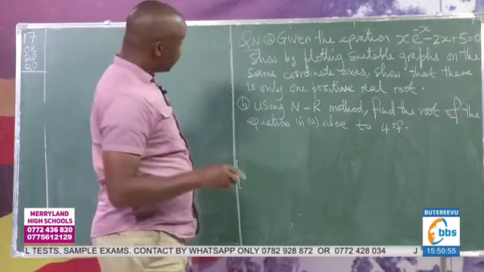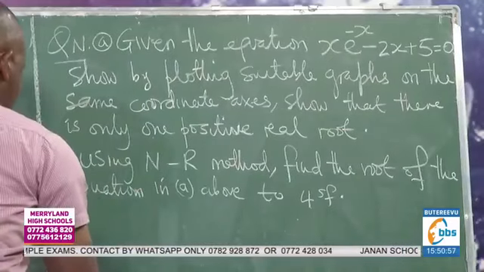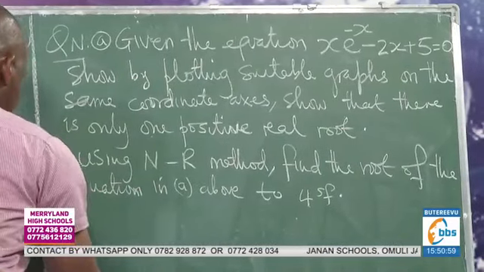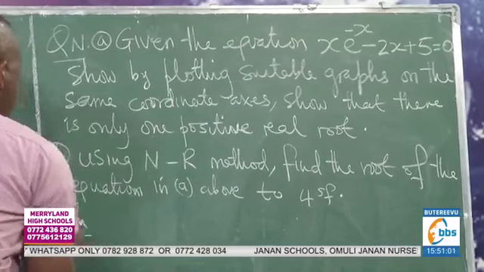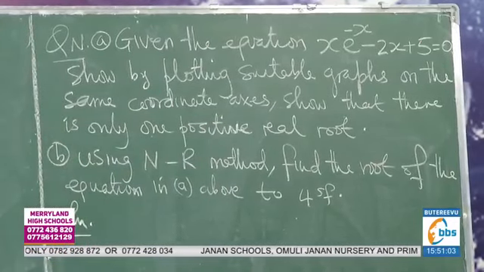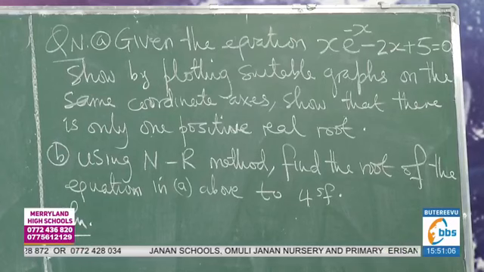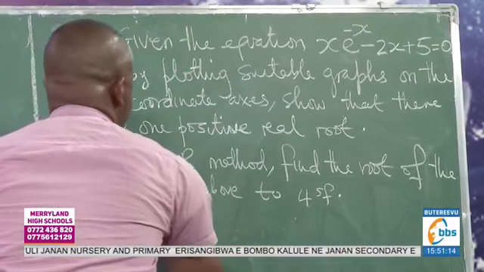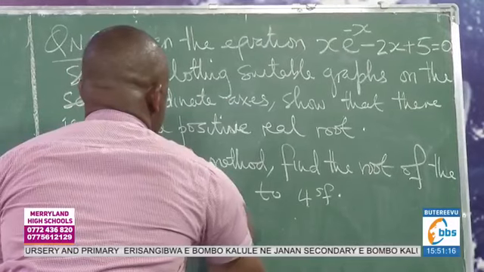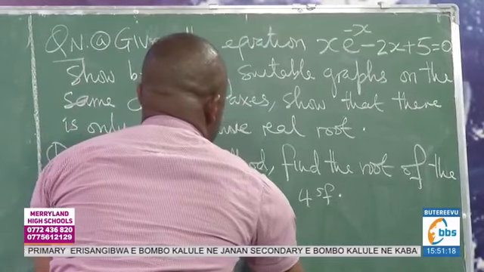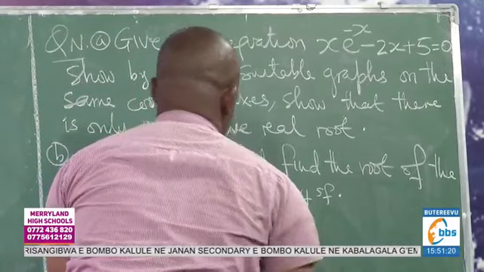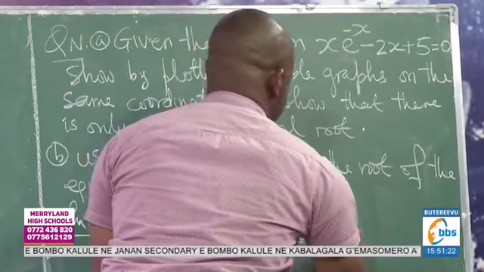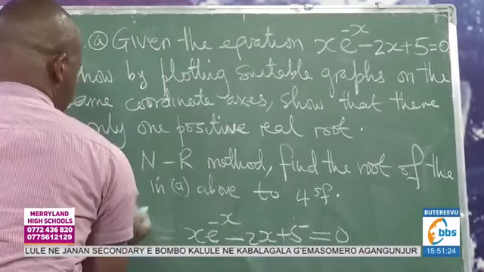You are free to take a picture of this number so that it allows me time to interpret the first part, which is very important. You are given an equation, I'll call it a function, x e to the negative x minus 2x plus 5. And they are saying this function is equal to 0.